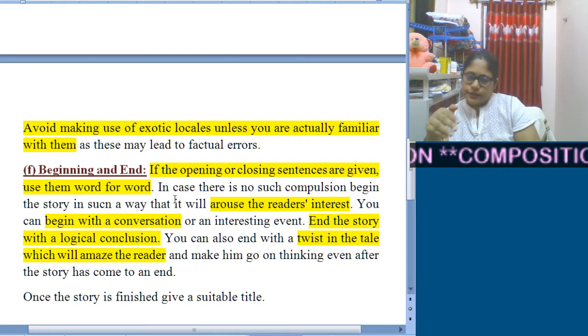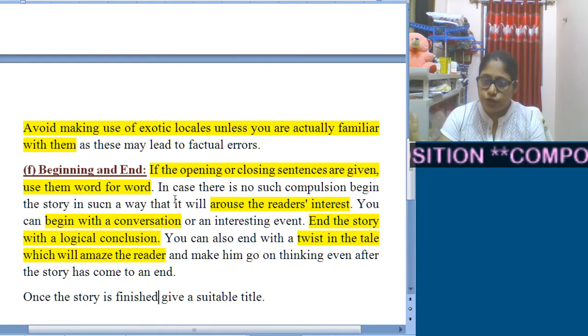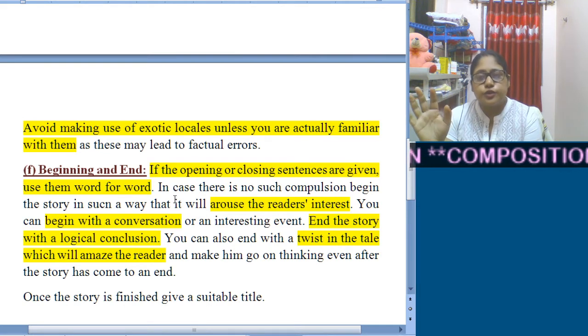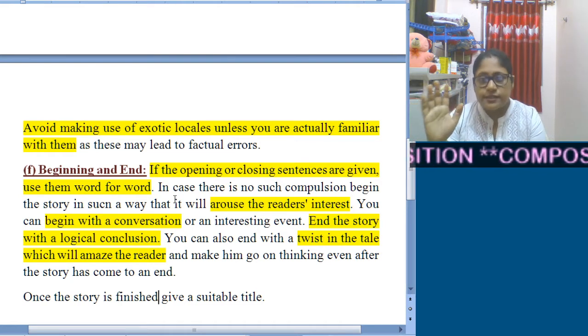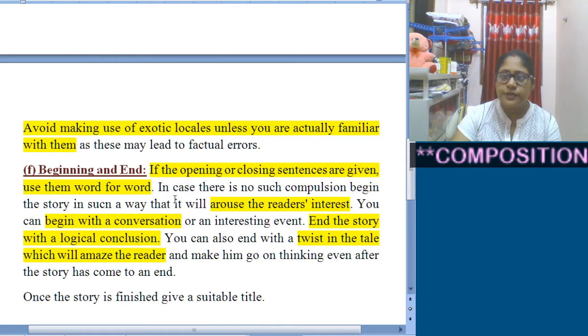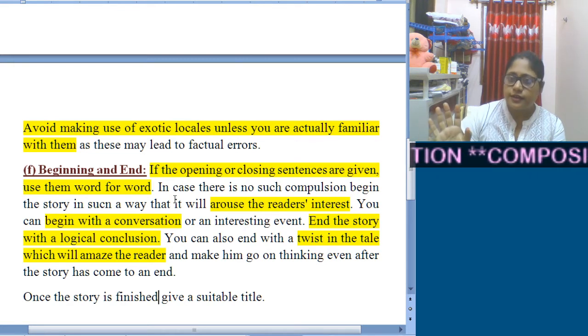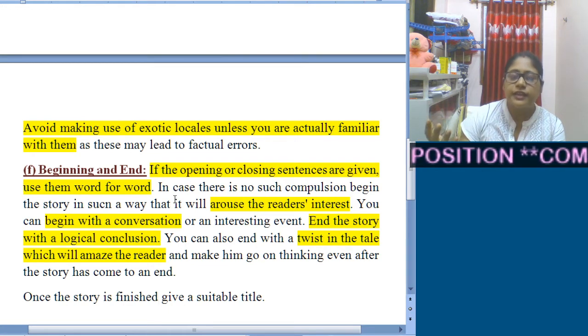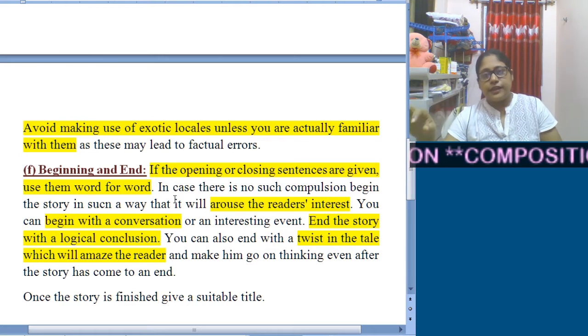Now ending, it's like starting. If you are provided with the words, then you have no choice, but if you are not given any, then you can end your story with a twist so that the reader keeps on thinking about it. There is a very nice saying regarding short stories: a good short story is one where, when you have finished reading or writing it, the reader feels that though it's the end of the story, the feeling remains unending, like the person keeps thinking, though it's the end of the story, I feel like it's not the end. This type of feeling should be there in a very nice short story.